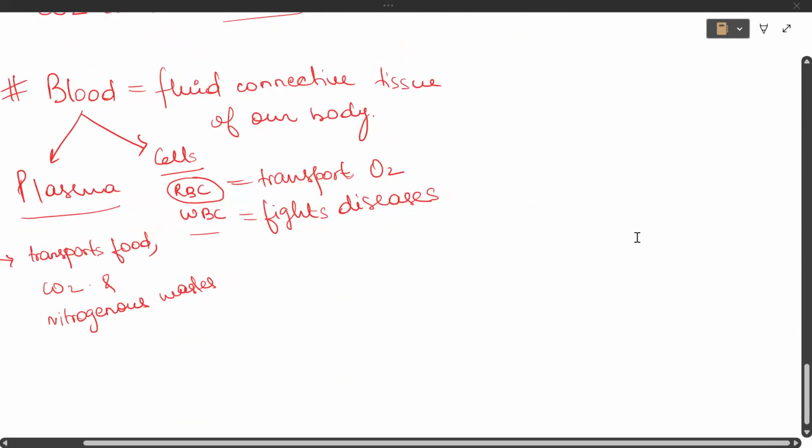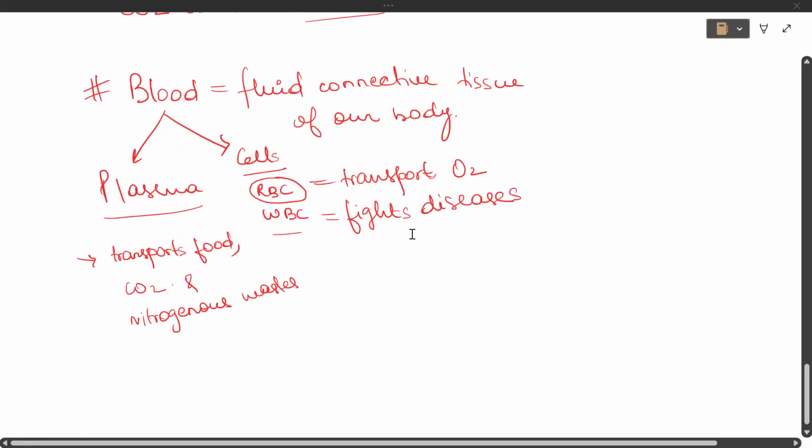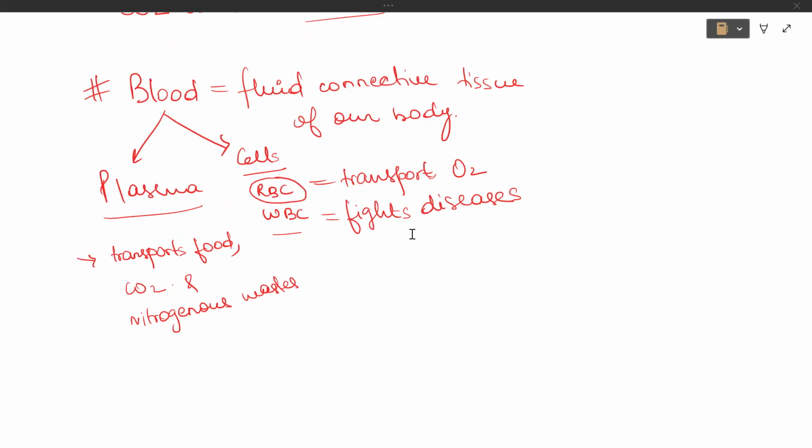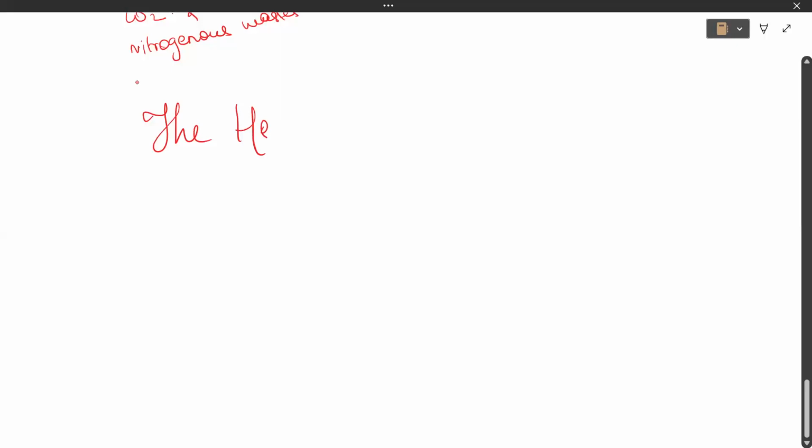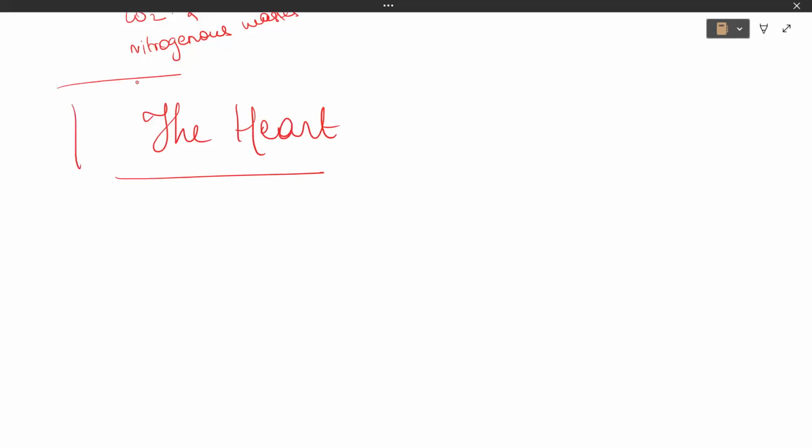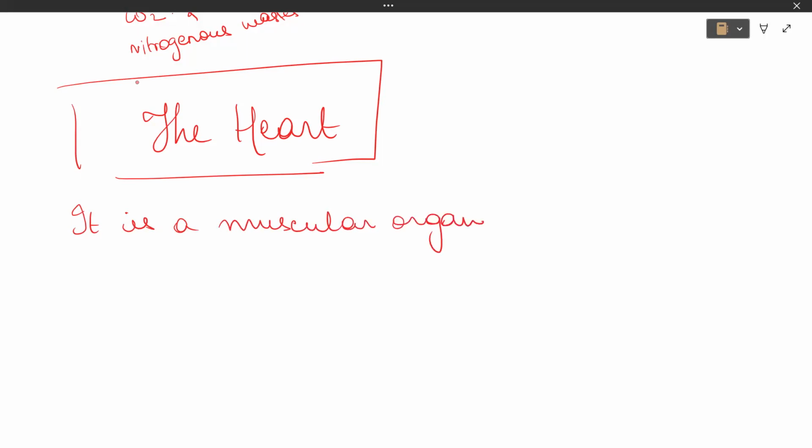We were talking about the fluid connective tissue, which was the blood. Now see, to transport the blood, meaning to circulate the blood throughout our body, we need a pump, isn't it? Like how water is pumped into water tanks. Same way, we have to have a pumping organ. And now we are coming to the pumping organ, which is the heart. So you can say that the blood is pumped by the heart. Now, the heart is a muscular organ, meaning it is made up of muscles.